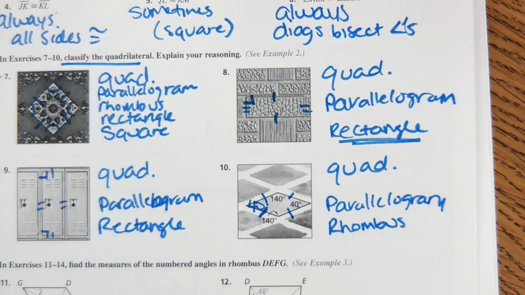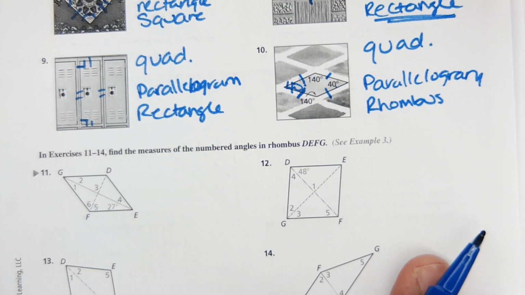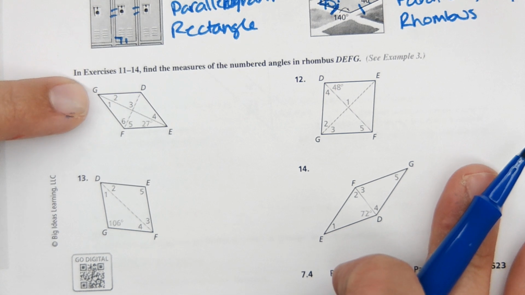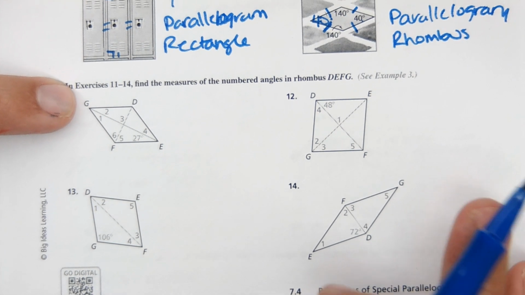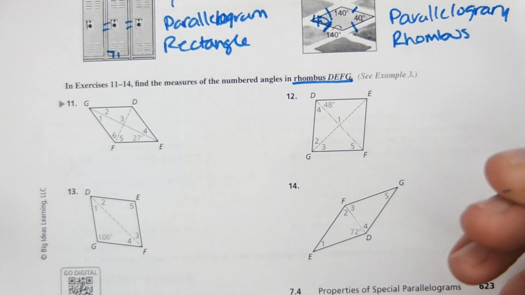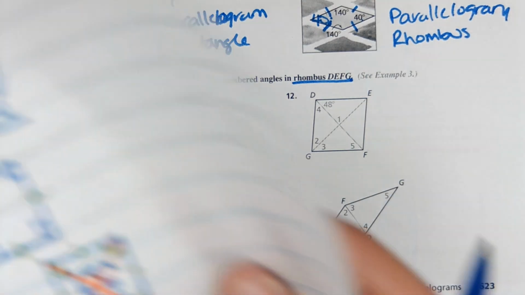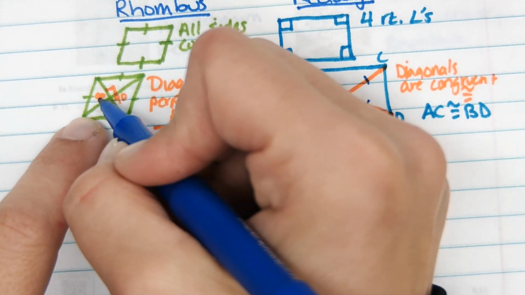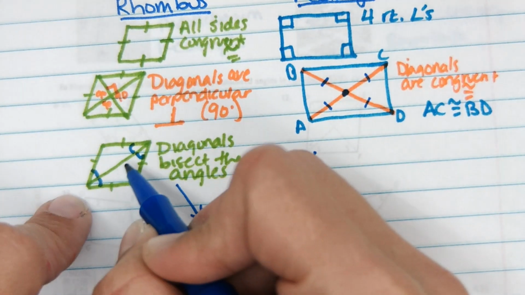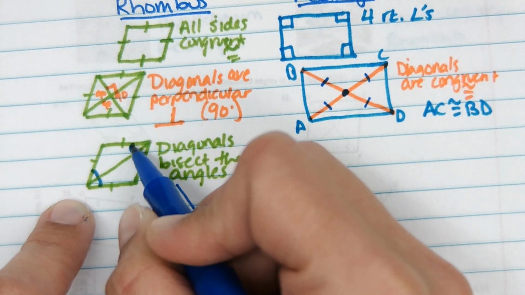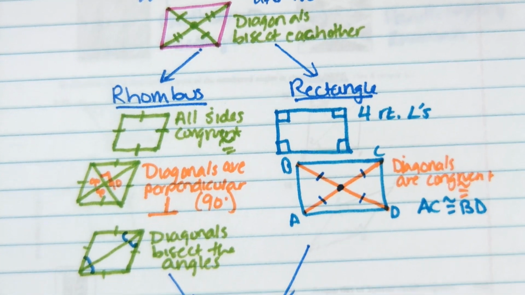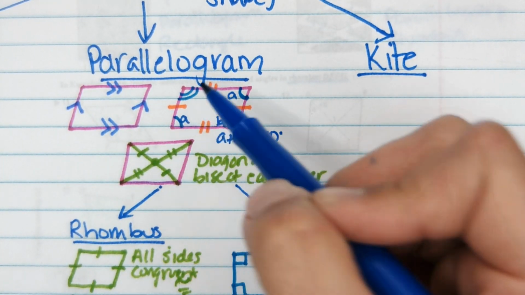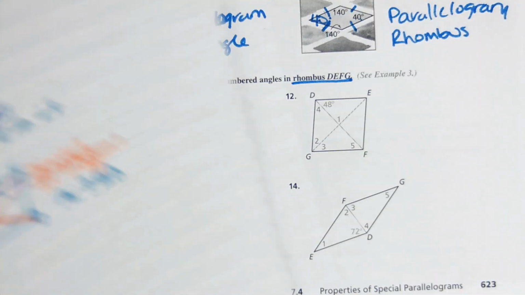So yeah. Okay, then down here it talks about angle measure. So we're going to be filling in a bunch of these numbers using what we know. It says it's a rhombus, DEFG, and what we know about rhombuses is the diagonals are perpendicular, so it makes 90-degree angles here. And then we also know that the diagonals bisect the angles. The other thing we know is that opposite angles are equal, so we can use that fact as well.